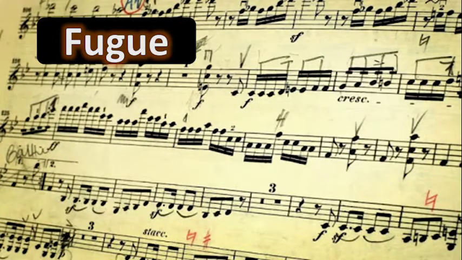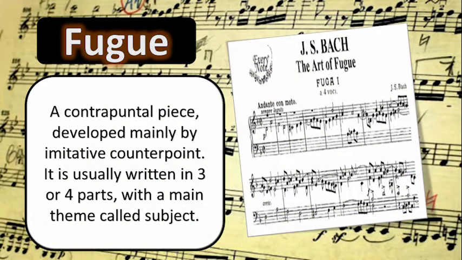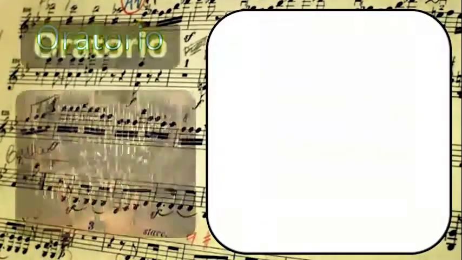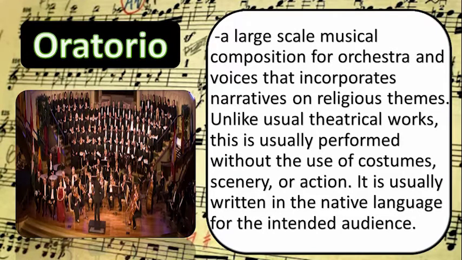Fugue, a contrapuntal piece developed mainly by imitative counterpoint. It is usually written in 3 or 4 parts with a main theme called subject. Oratorio. It is a large-scale musical composition for orchestra and voices that incorporate narratives on religious themes. Unlike usual theatrical works, this is usually performed without the use of costumes, scenery, or action. It is usually written in the native language for the intended audience.